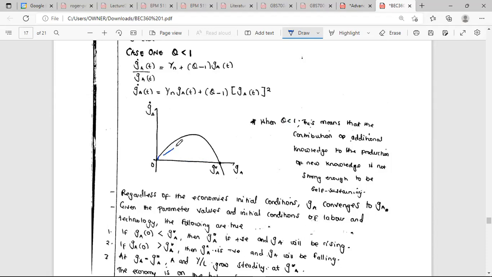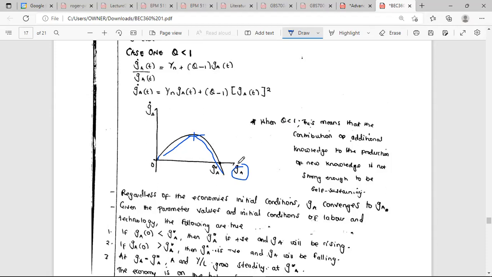Knowledge starts to rise. It will reach a certain peak, and then because this is labor, labor now starts to grow old. There'll be more new knowledge coming, but this knowledge no longer starts to increase. It starts declining until it converges to this GA.